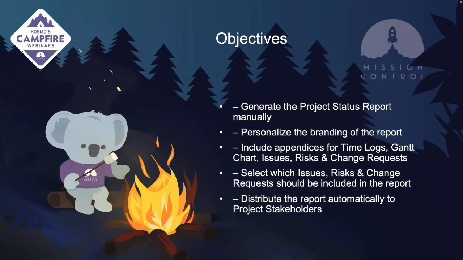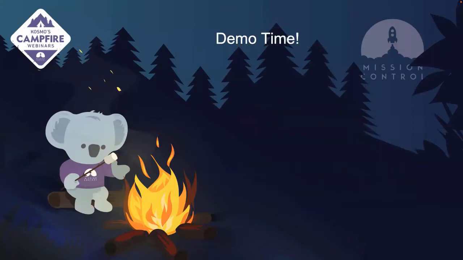All right, so objectives. We want to be able to generate the project status report manually and personalize the branding of the report, and then learn how to include and exclude the dependencies for time logs, the Gantt chart image, any issues, risks, and change requests. And then we can select which issues, risks, and change requests will be included in the report, as well as distributing the report automatically to project stakeholders. All right, so let's go ahead and get started.